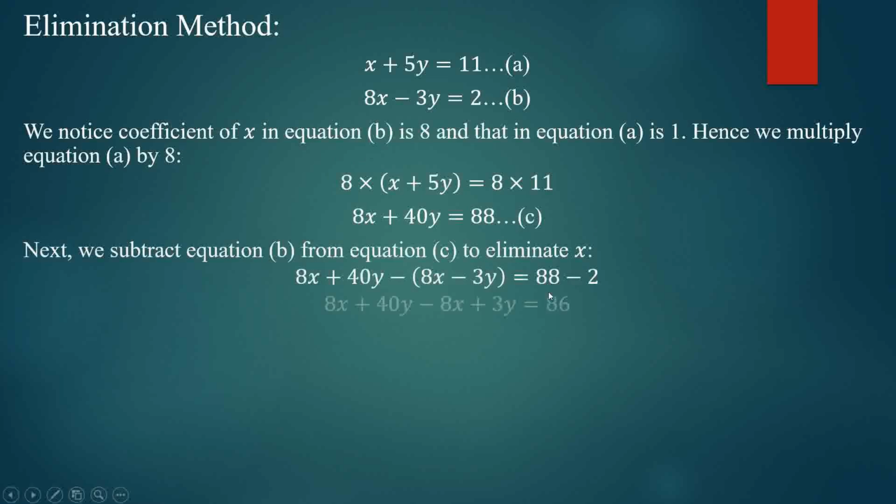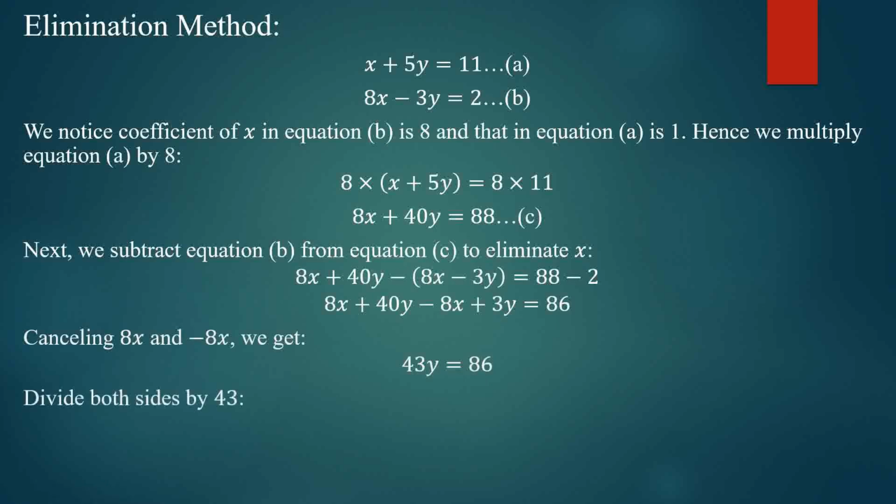If we now remove the brackets, we get 8x plus 40y minus 8x. Now the negative outside and the negative inside of the bracket both get multiplied to give you positive. So it becomes plus 3y equals 88 minus 2. Cancel 8x and negative 8x so that we get 43y equals 86. And we divide both sides by 43 to get y equals 2.